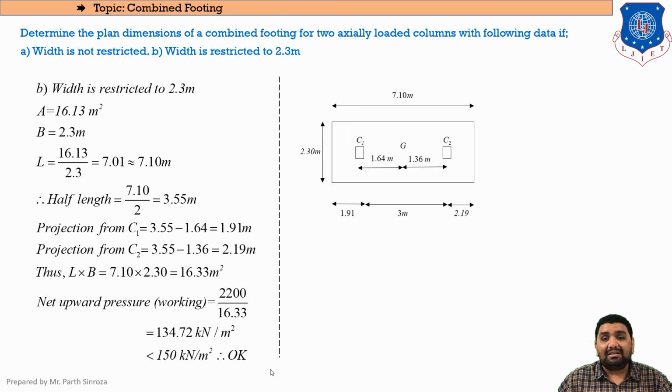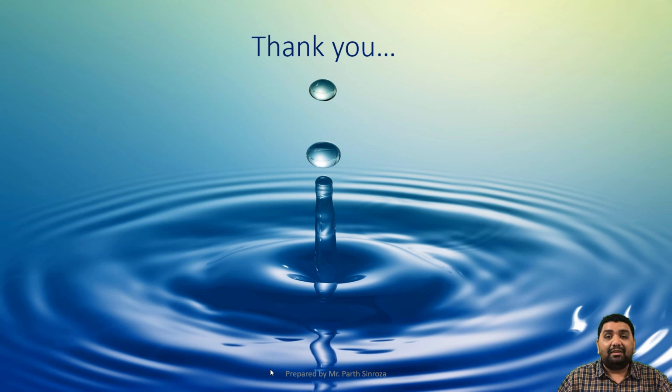So we'll be finding the other side, that is the length of the section, and if the width is not restricted, then we have the liberty to provide the projections on each side. We will always be assuming the projections to be 1 meter for the sake of simplicity, and this is how we will be calculating the dimensions of our combined footing. So this was our session on the combined footing.